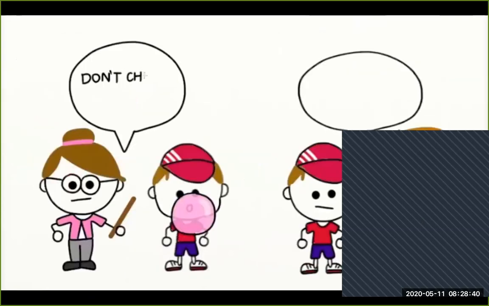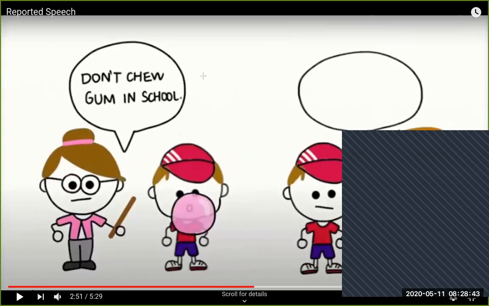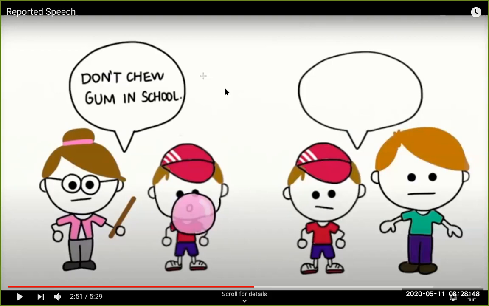Here's another. The teacher says, don't chew gum. All right, let's try this example. So here we have an example of, it looks like maybe a teacher talking to a student and she's saying, don't chew gum in school. So now it looks like maybe the same boy is telling his friend what the teacher told him. So what do you think? How would the student tell his friend what the teacher told him?